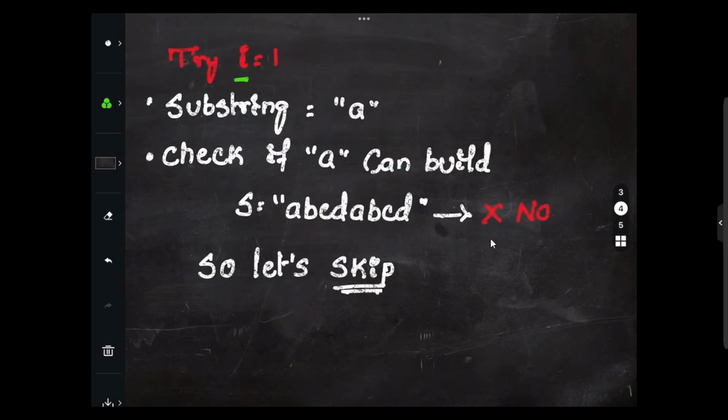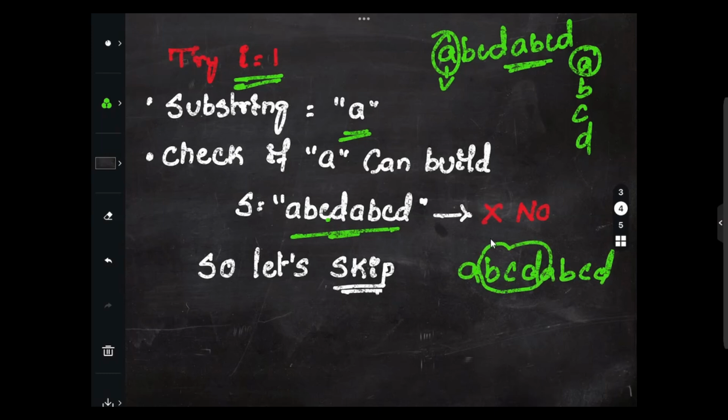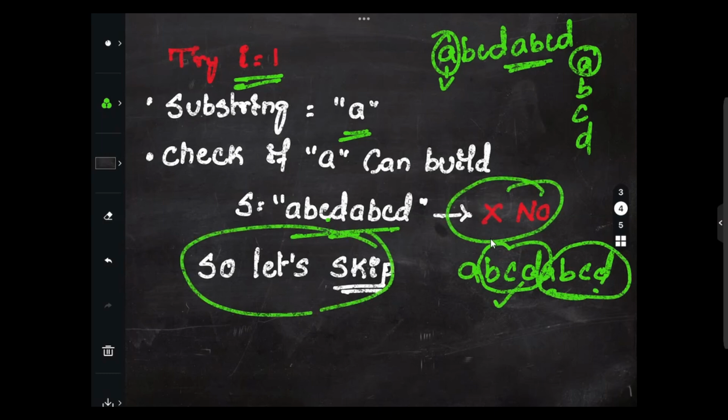Let's try with 1. When I equals 1, the substring is only A. Here we have A, B, C, D, A, B, C, D, and the distinct characters are A, B, C and D. First, we will try with A. We will check if A can build ABCD, ABCD. No, right? It cannot build BCD at all, forget about the duplicate ABCD. So in this case, no. Let's skip I equals 1. This fails miserably actually.